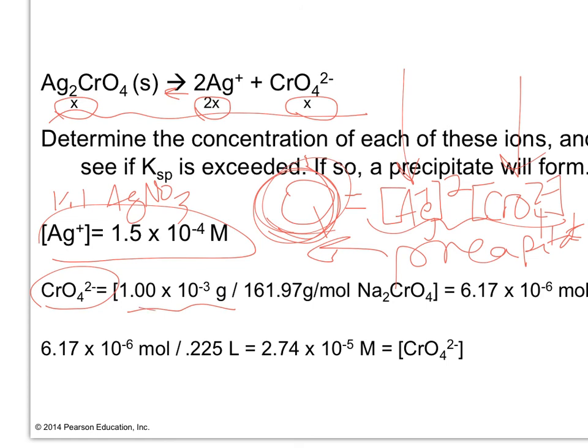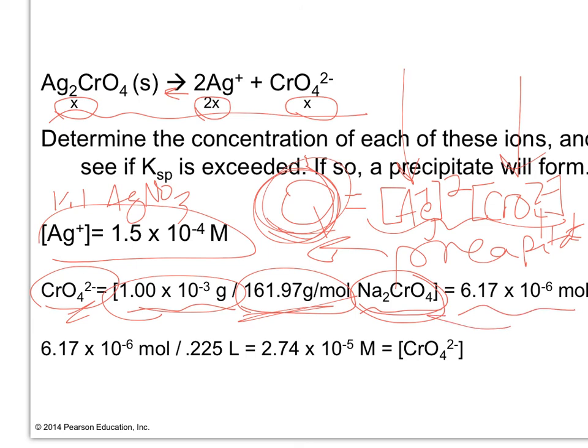So first we have to convert the grams to moles. We divide by the molar mass of the entire ionic compound that was added, okay? So it wasn't just chromate that was added, it was added in the form of sodium chromate. So this is sodium chromate's molar mass. That tells us how many moles of sodium chromate we've added. And then the volume of the solution is 0.225 liters, which tells us the molarity of the chromate ion.